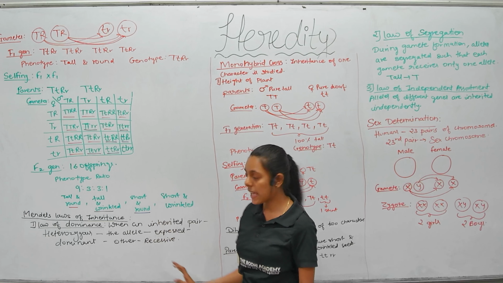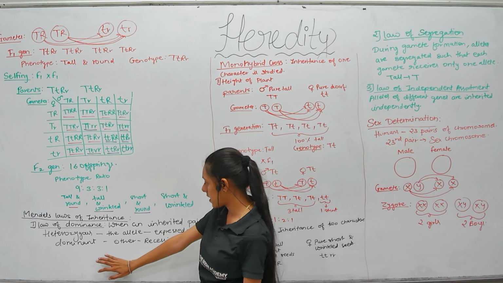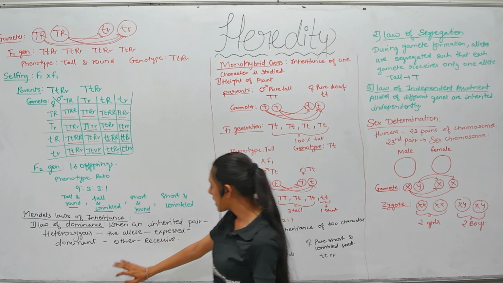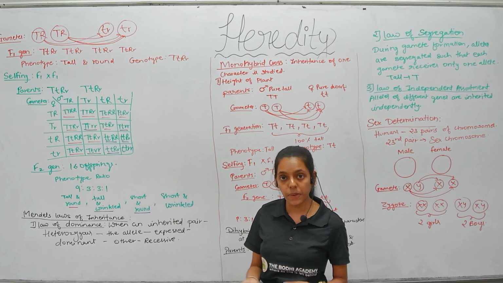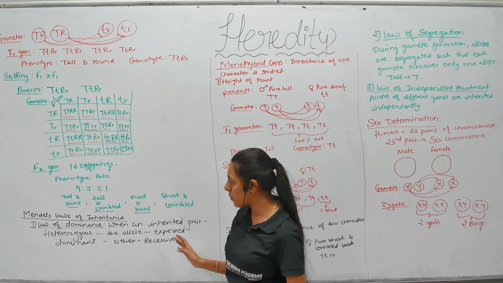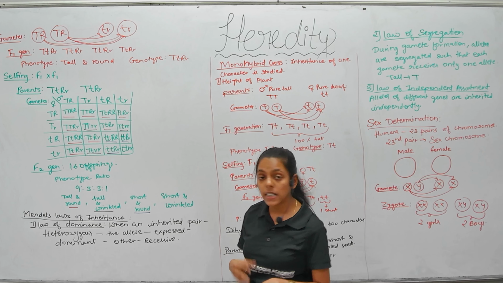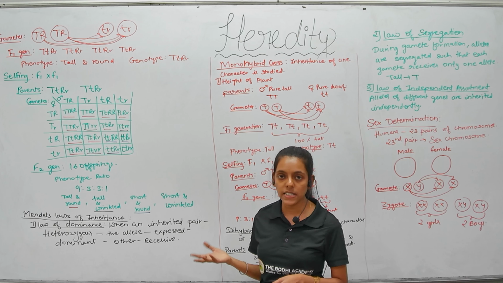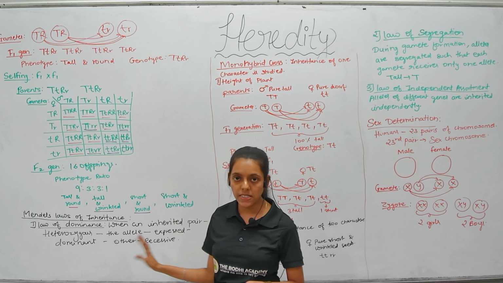Okay, based on this, Mendel gave the laws of inheritance. There are 3 laws of inheritance. The first law is the law of dominance. It says that when an inherited pair is heterozygous, the allele which is expressed is dominant, and the other one is recessive. For example, if there is capital T and small t, obviously the capital T will be expressed and it will be the dominant one.